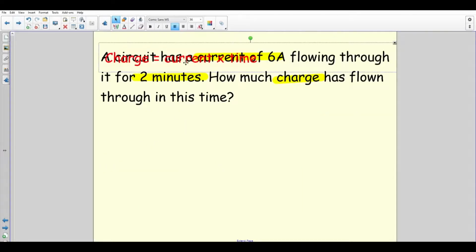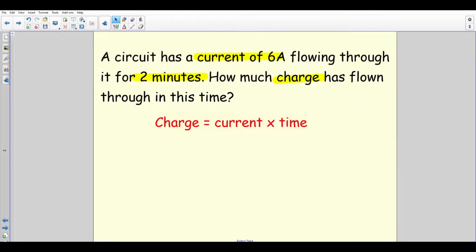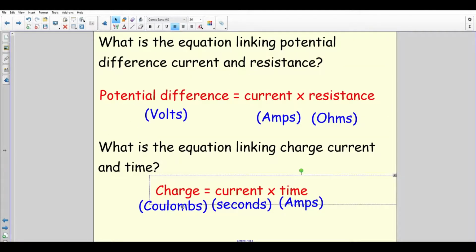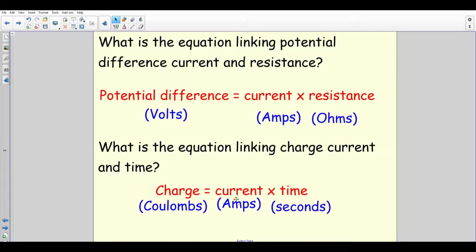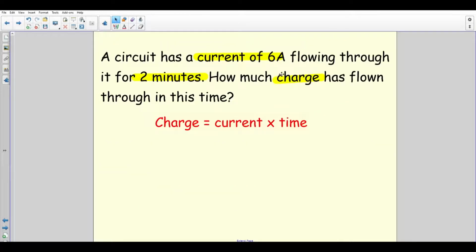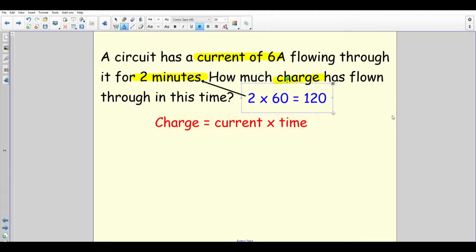Now, got a problem though. Look back at this again. We want charge in coulombs, that's the answer we're working out. Current needs to be in amps, and time needs to be in seconds. Now, our current is in amps, brilliant, we can just use that. But our time is not, our time is in minutes. So I need to convert that. I'm going to do 2 minutes times 60, because there's 60 seconds in a minute, and that's 120 seconds.